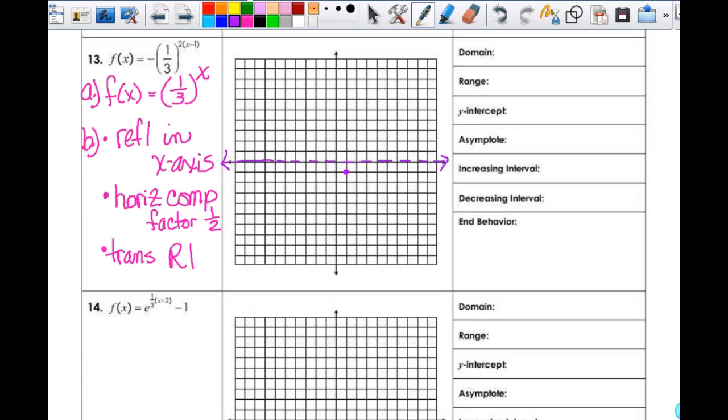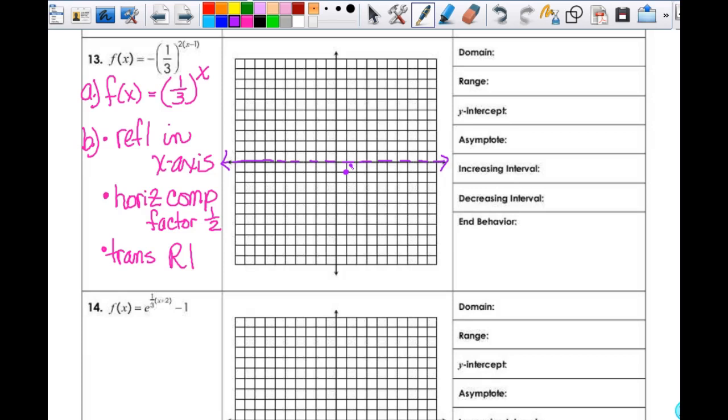Okay. So then when I'm at 1, for my parent function, what's my y value? 1/3 when I'm at 1. So I'm at 1/3, I'm right here. So I reflect in the x-axis, I end up right there. I have a horizontal compression of 1/2. So instead of my x value being 1, I'm now at 1/2, so I'm like right there. And then I translate to the right 1, which ends up right there. And there's my point. It's kind of weird because we were at 1/3 and then 1/2, and it's just in a weird spot.